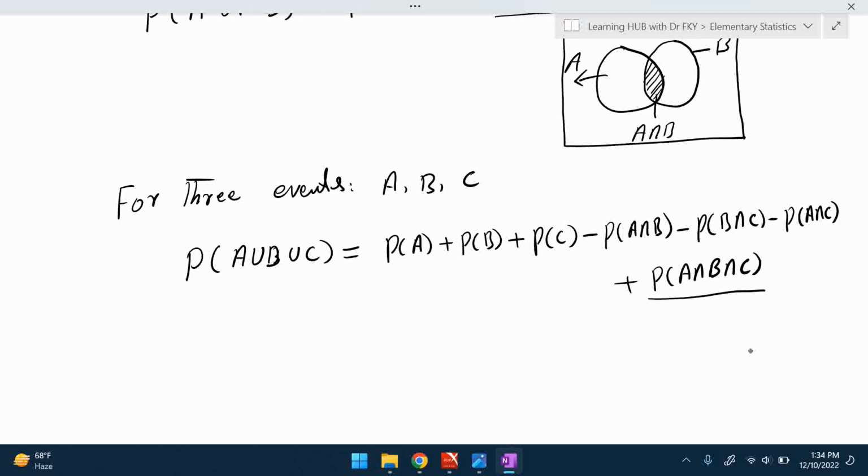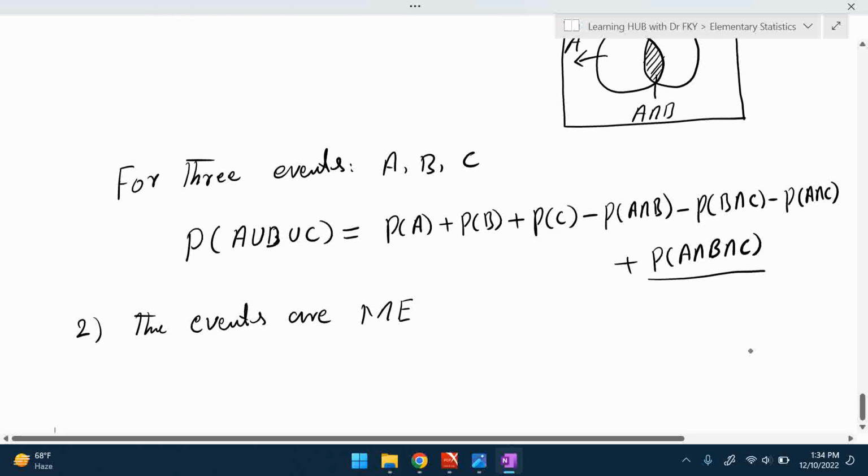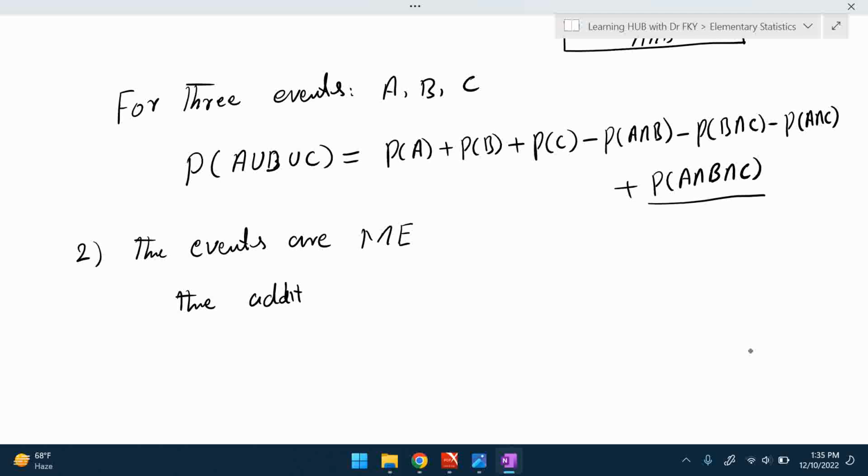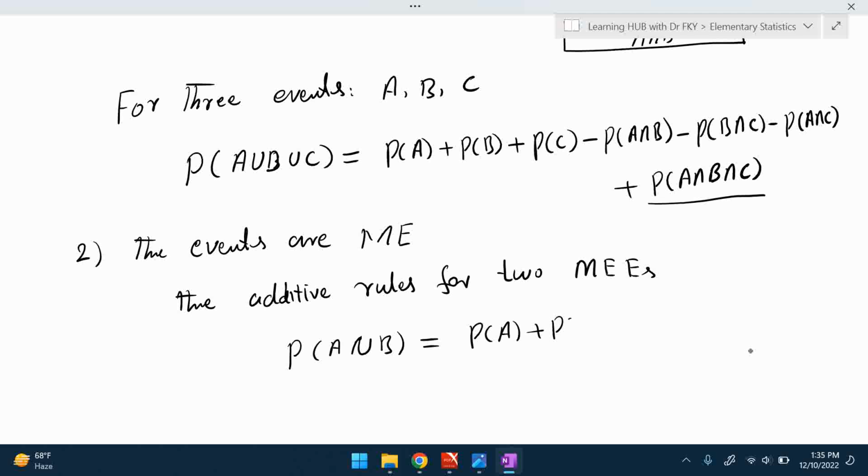Now I will come to the second case, where the events are mutually exclusive. Suppose that the events are mutually exclusive. Mutually exclusive means that if event A occurs, event B cannot occur at the same time. So this means that there is no common point in these two events. The additive rule for two mutually exclusive events is: probability of A union B is equal to probability of A plus probability of B.